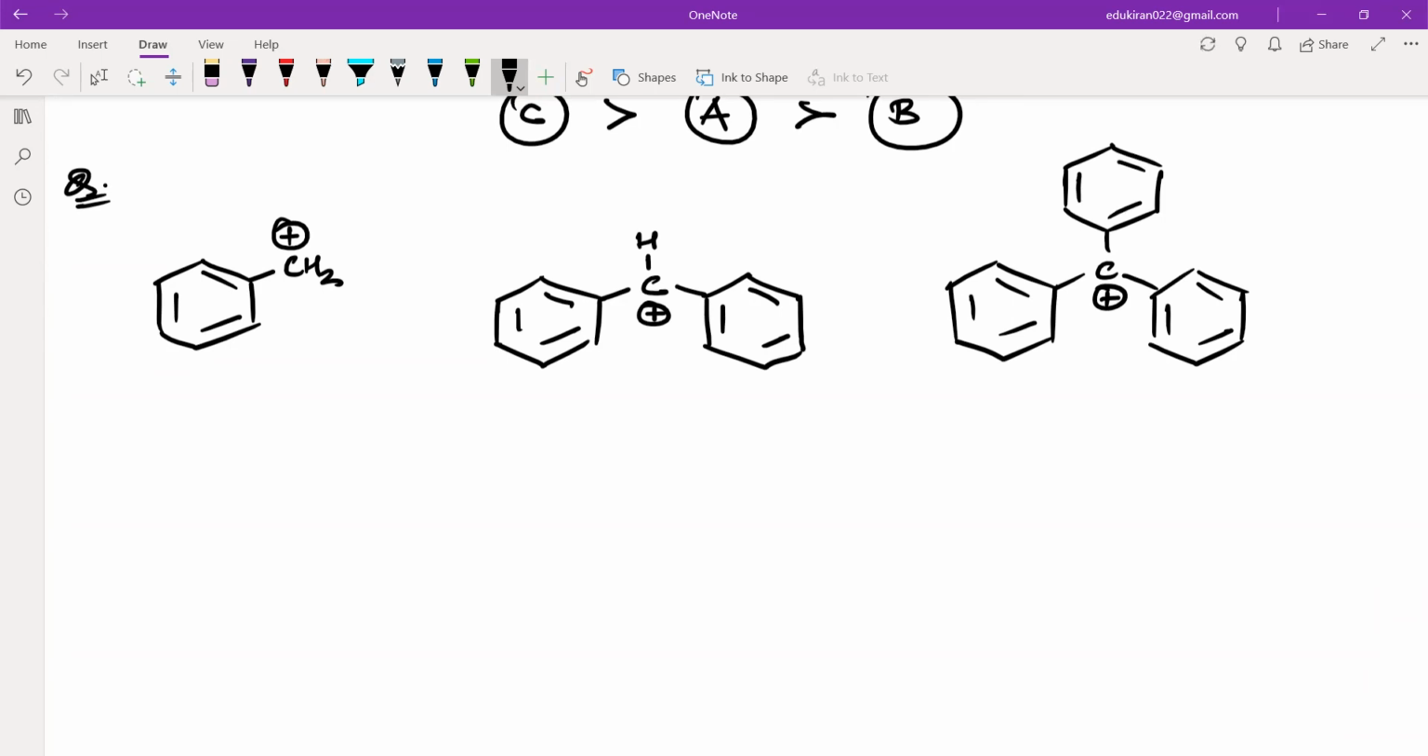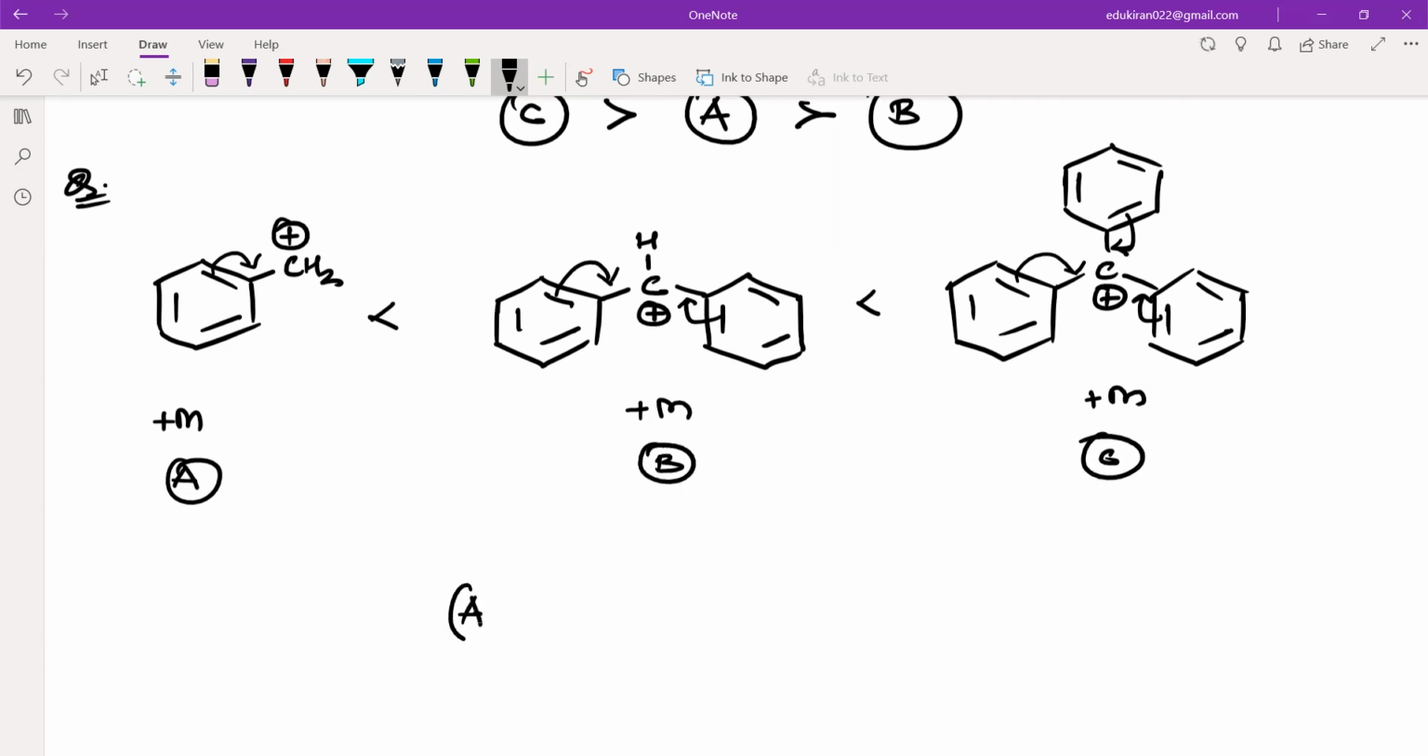Now in all of them, we can say that here also there is plus M, that is resonance. Here also there is plus M, and here also there is plus M. So how do we have to compare? We have to now look at the number of resonating sources. In this, only one benzene group is giving electrons towards the carbocation. Here there are two benzene rings available for the donation of electrons. And in this case, we have three benzene rings which can donate some of the pi electrons towards the carbocation, right? So it's quite obvious that the third structure will be most stable, and the first structure will be the least stable. So A, B, and C: A is the least stable, then we have B, and then we have C.